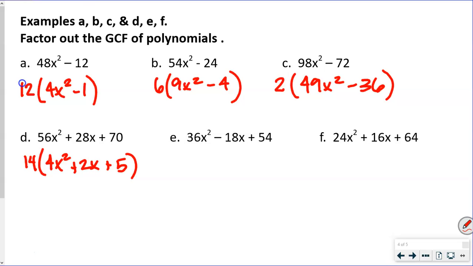So I already know that 36 and 18 are divisible by 18. So the big question is 54 divisible by 18? And it is. So I divide 54 by 18, I get 3. So my GCF here is 18. So this is going to be 2x squared minus 1, or minus x. Let's just say minus x.